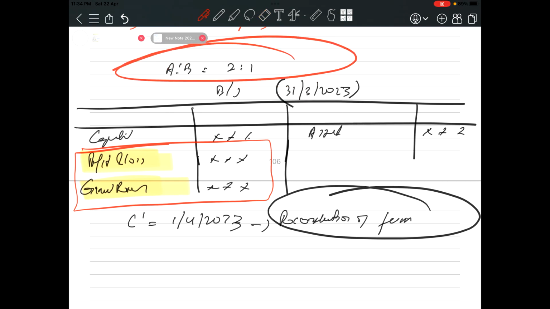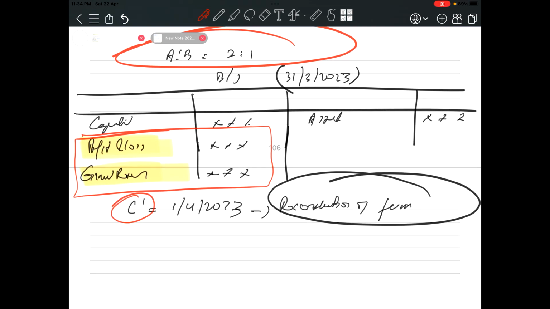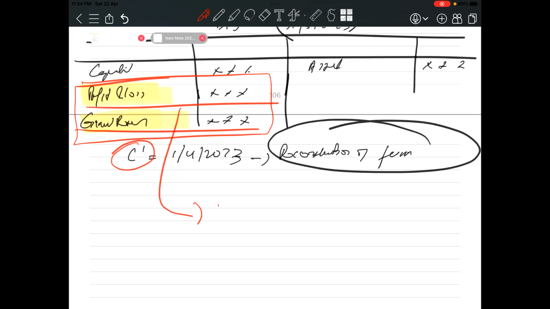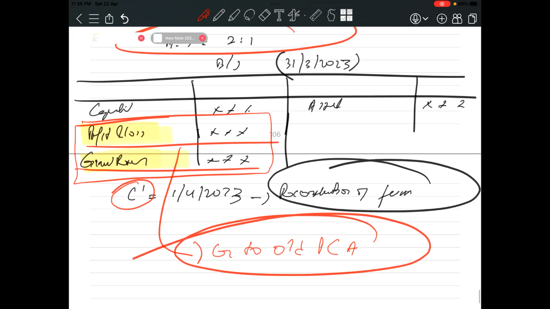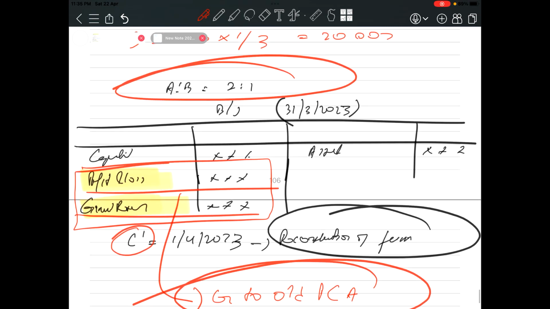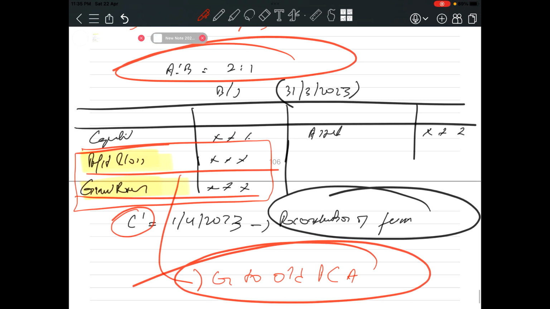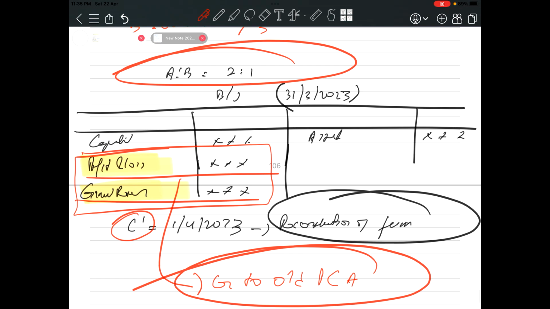Now don't you think that when C is admitted, this profit and reserves should be credited to the old partners' capital account? Why? Because if we did not transfer these profits and reserves, C will join the business, and in future C will say that this profit belongs to me also, you have to distribute it to me also. So this profit will be transferred to the old partners in their old sharing ratio.